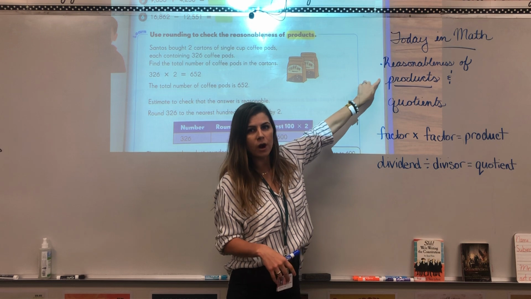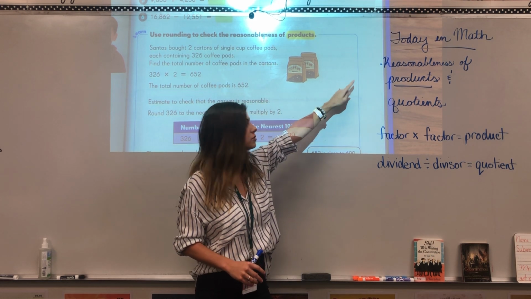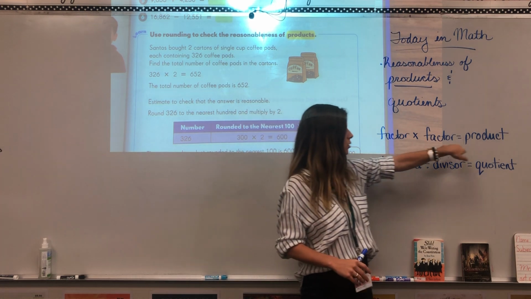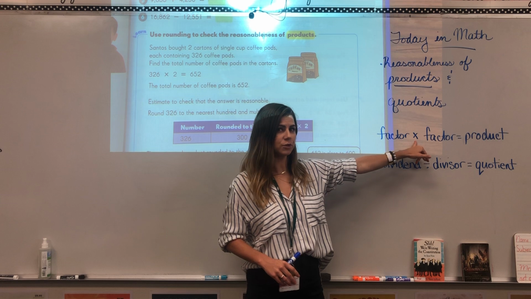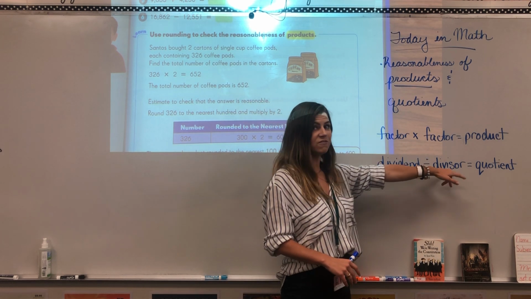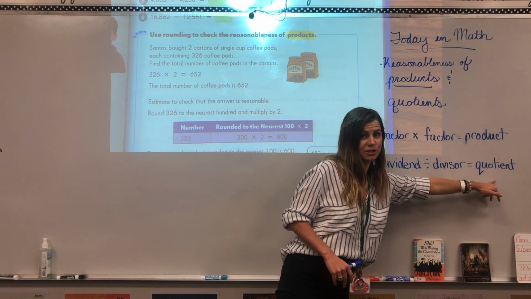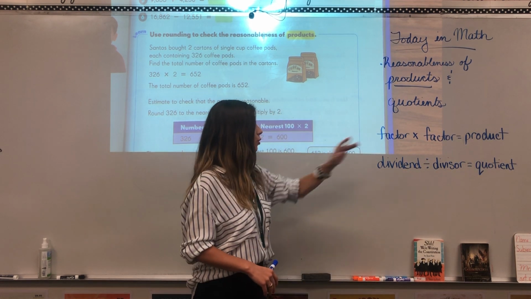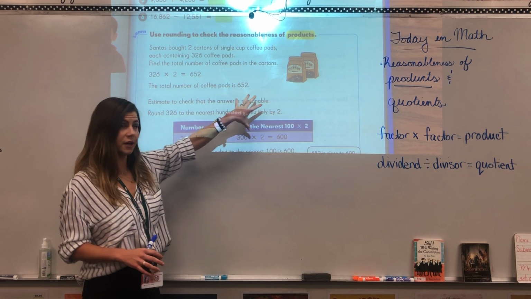Now remember what a product is. You see this on the top of your multiplication and division drills. Factor times factor equals product. The product is the answer to a multiplication problem. And the same way, dividend divided by divisor equals quotient. So quotient is the answer to a division problem. So products and quotients. Okay, we're going to start off with products.